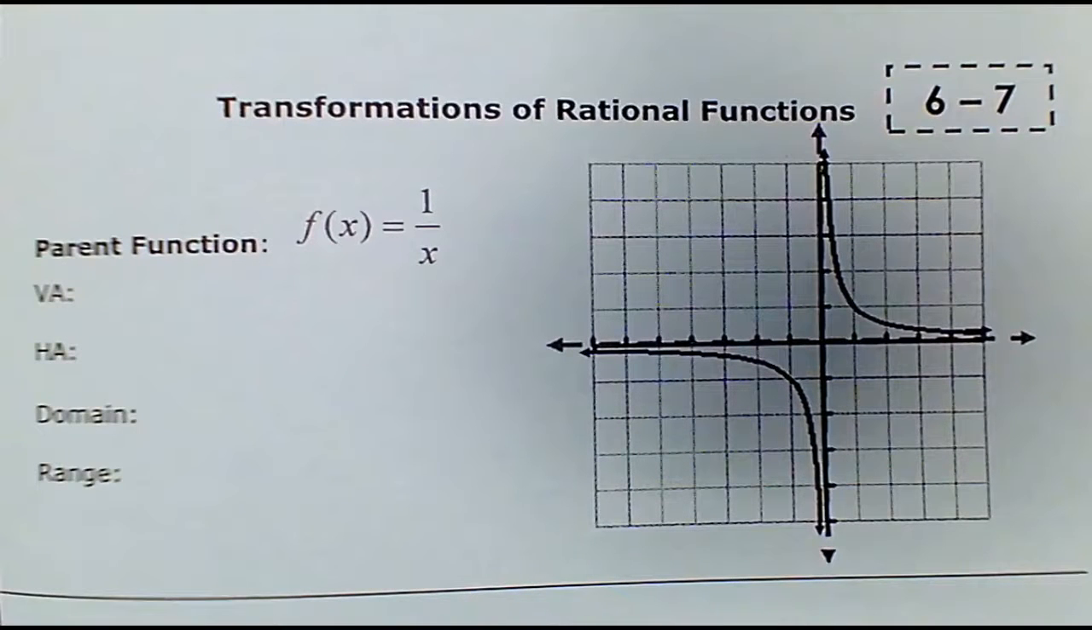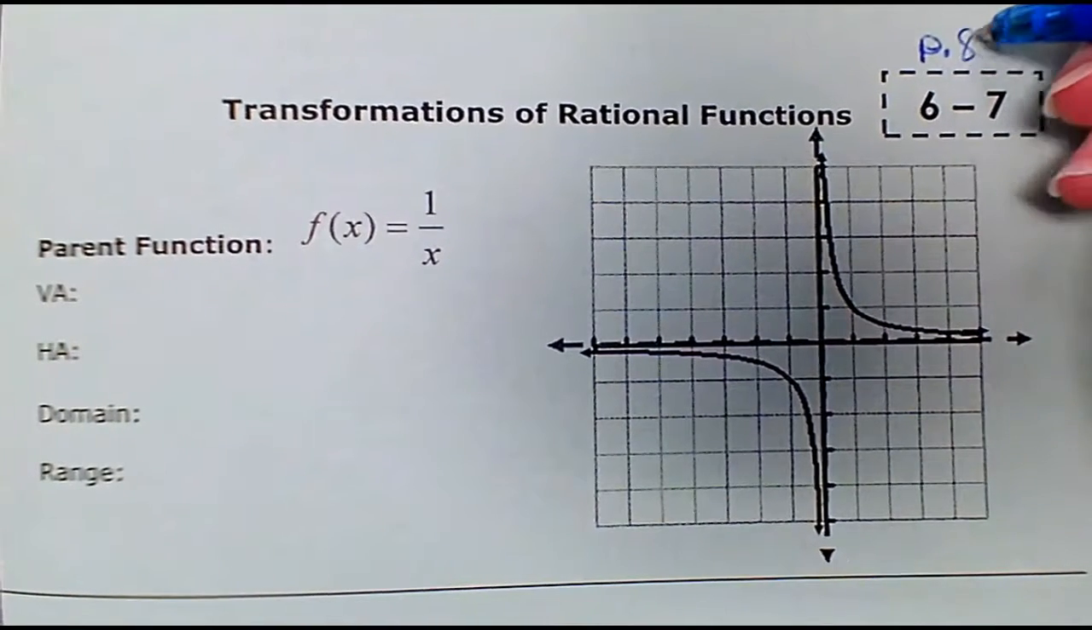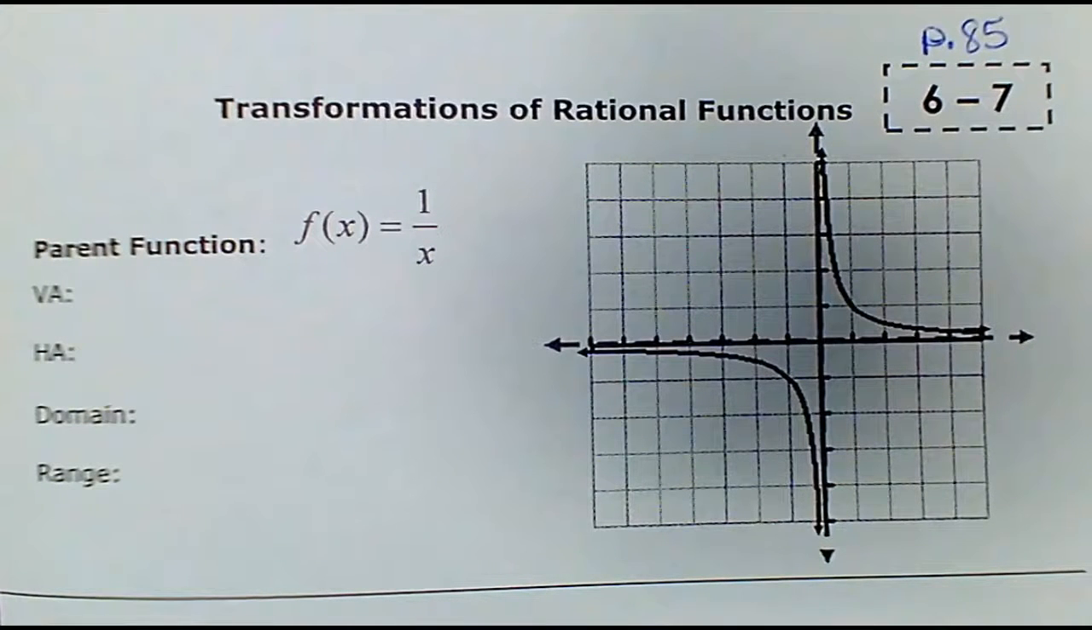All right, so the 6-7 notes, those are the last set of notes that are going to be in the rational functions unit. These are going to go on page 85 whenever we're finished. And it is about transformations, and we already saw some transformations of rational functions over the last few days. What kind of transformations did we see?